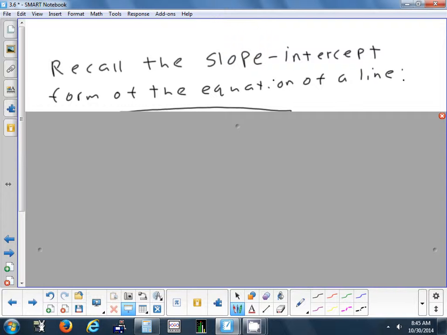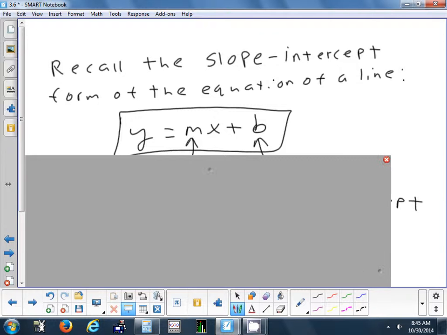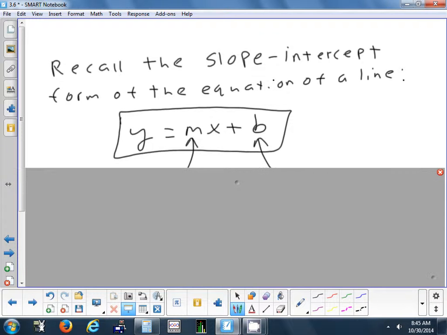Anybody remember the equation of a line in slope-intercept form? Selena? Yep. y equals mx plus b. Very good. And the m and the b both stand for something. Anybody remember what one of those letters stands for? Ian? b is the y-intercept. Yep, b is the y-intercept. And what about m? Slope. That's your slope.